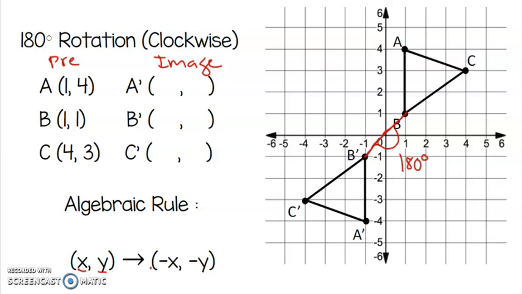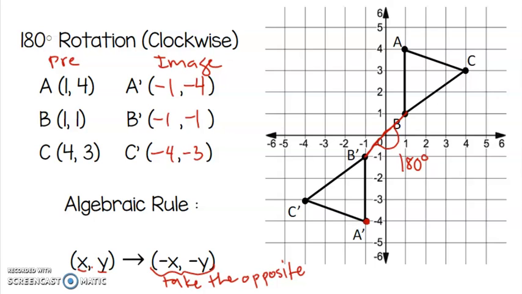And then here, this says take the opposite. Right? So x and y are still in the same spot, but I want x and y to be opposite signs from what they started as. So 1, 4 becomes -1, -4. And if I go look at A prime right here, -1, -4, okay? B prime should be -1, -1. And C prime should be -4, -3. And I can go check B prime -1, -1, and C prime -4, -3.